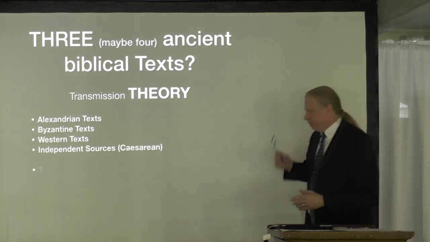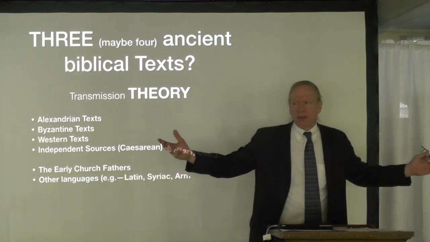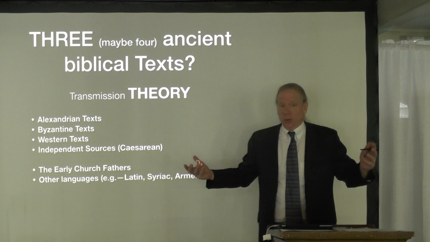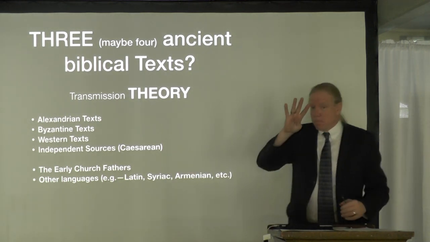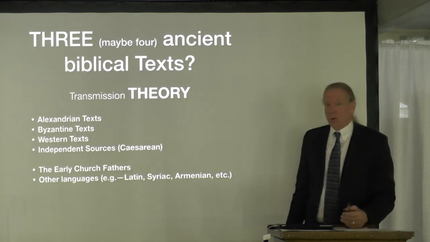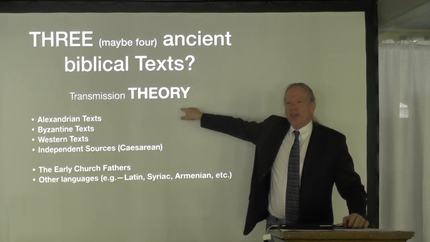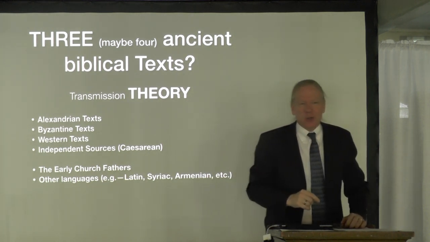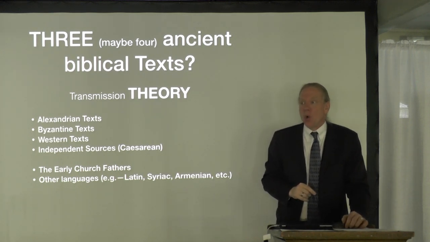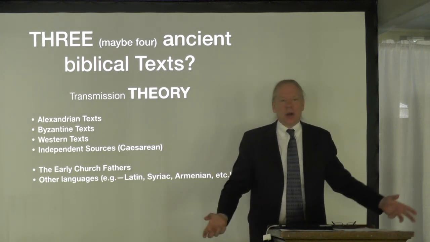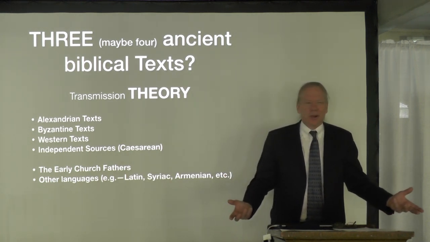Now, let's go on. I told you we have thousands and thousands of different copies of Greek manuscripts, okay? There are three, maybe four, biblical texts, but it's a theory. So we're going to address right now the King James people, the King James only-ism, because they're going to throw out a lot of words that make it seem like they're educated and know what they're talking about, but they're absolutely ignorant.